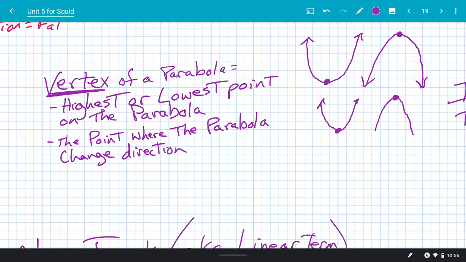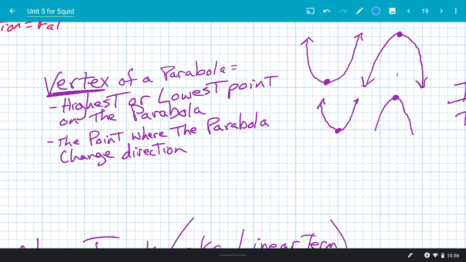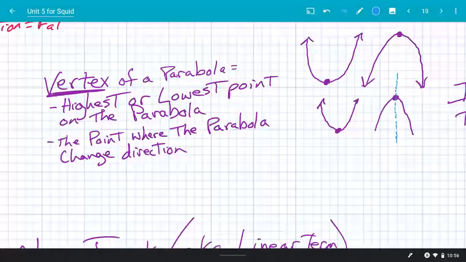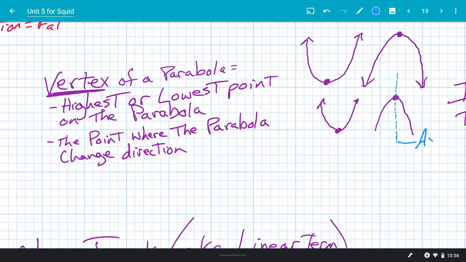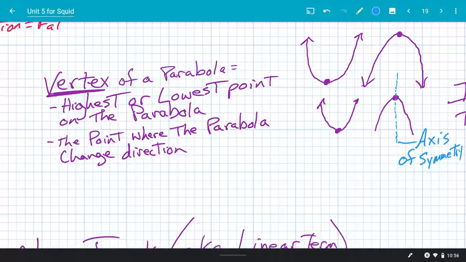Now, something else happens at the vertex, and that vertex is going to become important to us. The other thing that happens is that we have an axis of symmetry that goes through the vertex. What is an axis of symmetry? It's that imaginary line where, if you folded the graph over that line, it would end up lying right on top of itself. Symmetry means the same on both sides.